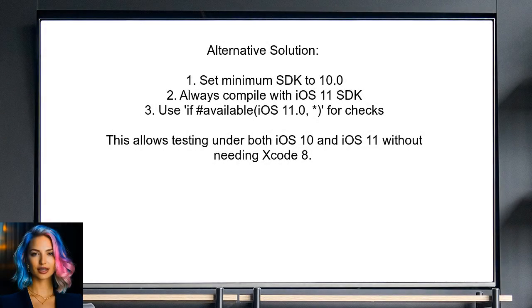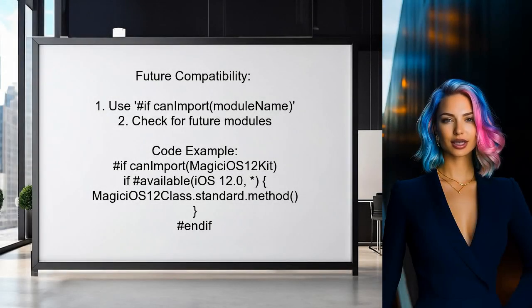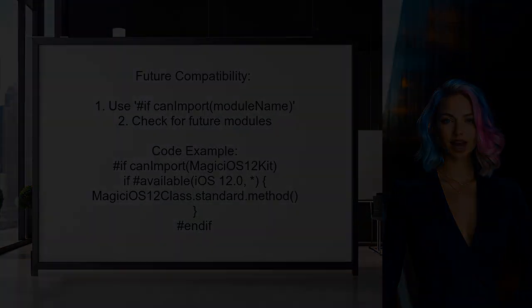This user suggests a straightforward approach for supporting both iOS 10 and iOS 11. They recommend setting the minimum SDK of your Xcode target to 10.0 while always compiling with the iOS 11 SDK. This way, Swift will help you catch syntax errors if you don't use the correct availability checks. For future compatibility, the user mentions using the #if canImport directive in Xcode 9.3 with Swift 4.1. This allows you to check for the existence of future modules while still compiling your code under Xcode 9.3.